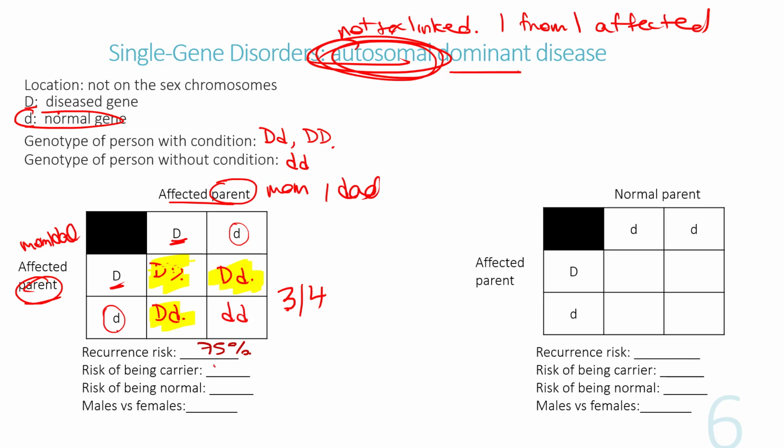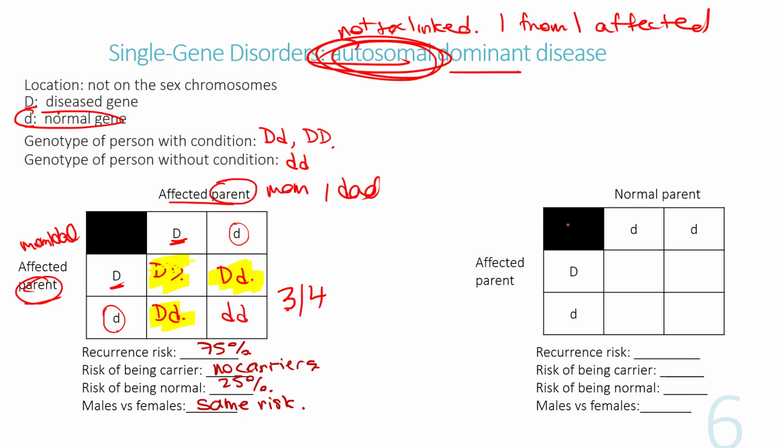Risk of being carrier, there are no carriers in autosomal dominant disease. Risk of being normal is only 25%, right? Males versus females, same risk, okay?